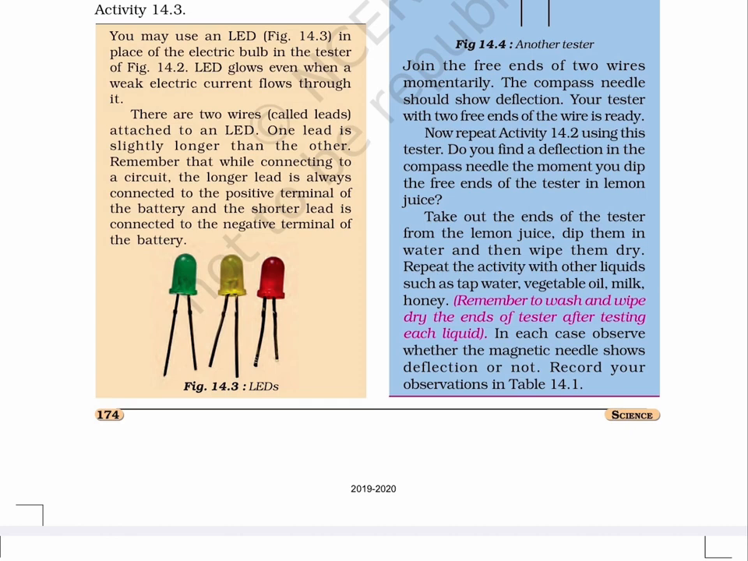Now, repeat Activity 14.2 using this tester. Do you find the deflection in the compass needle the moment you dip the free ends of the tester in lemon juice? Take out the ends of the tester from the lemon juice, dip them in water, and then wipe them dry. Repeat the activity with other liquids such as tap water, vegetable oil, milk, honey. Remember to wash and wipe dry the ends of the tester after testing each liquid. In each case, observe whether the magnetic needle shows deflection or not. Record your observations in Table 14.1.